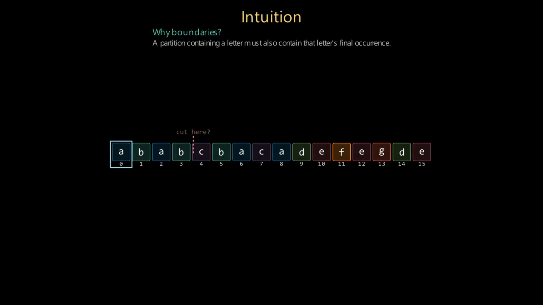Before building a map, ask why boundaries matter. If a partition starts with this first A, we cannot cut before the later A at index 8. Otherwise the same letter would appear in two parts. So including a character forces us to include its final occurrence.